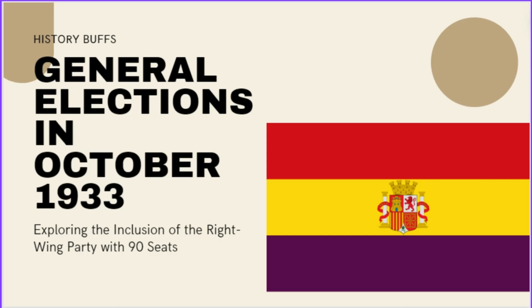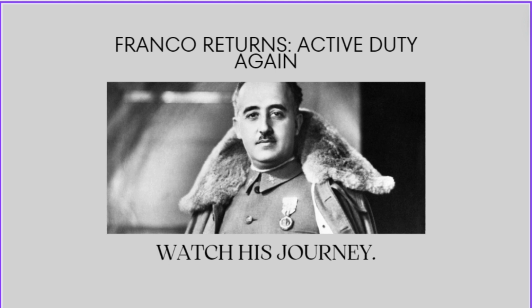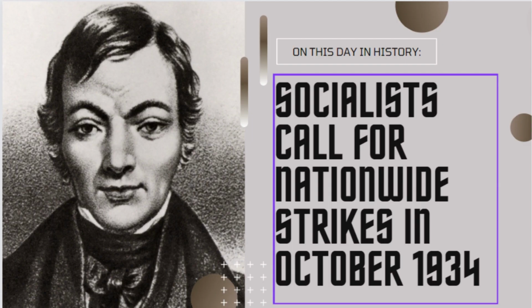In the general elections held in October 1933, the inclusion of the right wing party, which won 90 seats, in the government came as a surprise to everyone. This event led to Franco, who was kept in a passive duty, being reinstated to active duty by the Spanish government. However, the Spanish left, which became even more organized and armed during its 2.5 years of power, was not willing to accept a defeat in the elections.